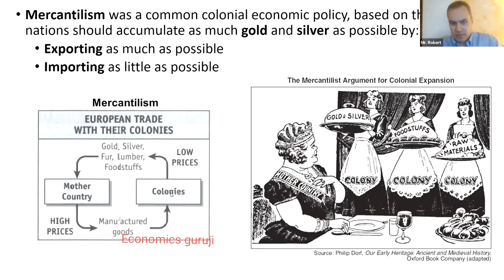Okay. And you might wonder, well, why don't the colonies just make that stuff themselves? And the answer is because they're not allowed to under the system. Not allowed to. Okay, that's the unequal rules.